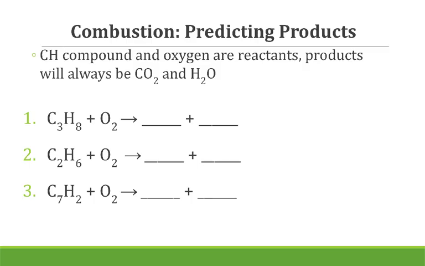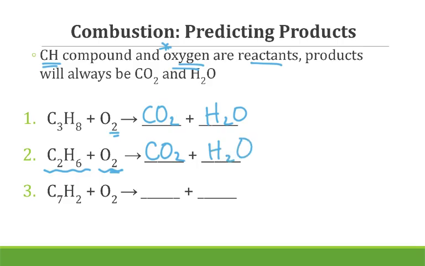So for our combustion reactions, if we have a CH compound and oxygen as reactants, so C3H8 plus O2, those are our reactants. Our products are always going to be CO2 and H2O. So this one we had C3H8 plus O2 gives us CO2 plus H2O. If we have C2H6 plus O2, we have that carbon hydrogen compound plus oxygen. Notice oxygen's diatomic, which is why we see that as an O2. Well, what gets produced? CO2 and H2O.